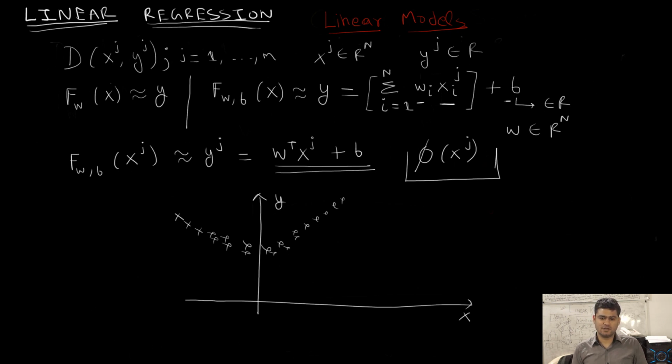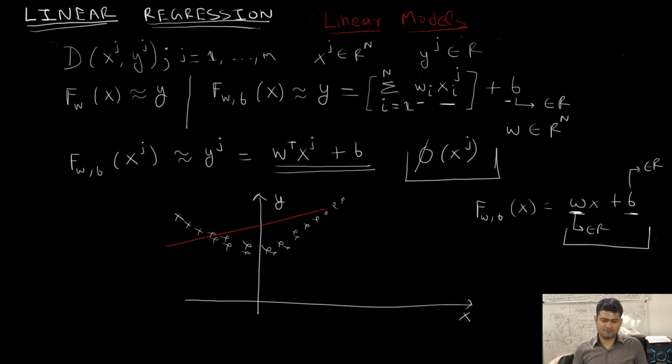And if we try to fit a linear model, one where the function f is a linear mapping of the input data points to y, then in the case of a scalar x this simply becomes wx plus b. And as you know, here w is a scalar and b is also a scalar. This is the equation of a line. Different values of w and b are going to give us different lines.